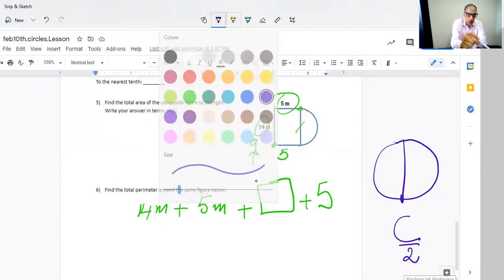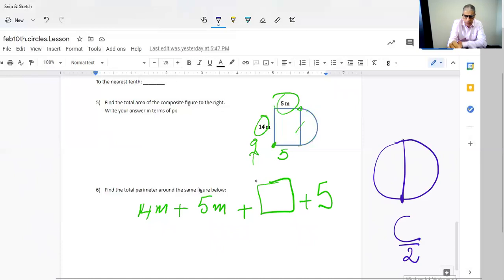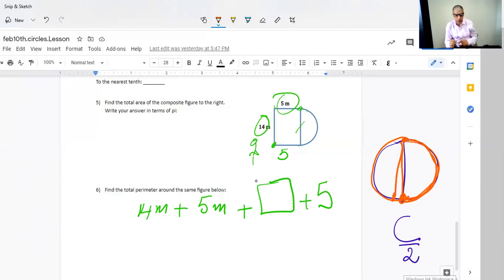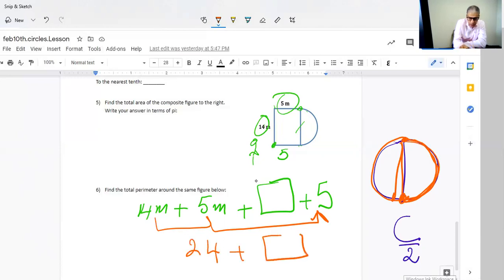So if you walk from here and you go all around, that's the circumference of the circle. But if you walk around and you stop here halfway, you divide the circumference by 2, okay? So let's do the easy part. What's 14 plus 5 plus 5? That's 24, plus whatever half the circumference is. Let me write it as the circumference, and I'm gonna divide it by 2, okay? So all I need to know is what's C.